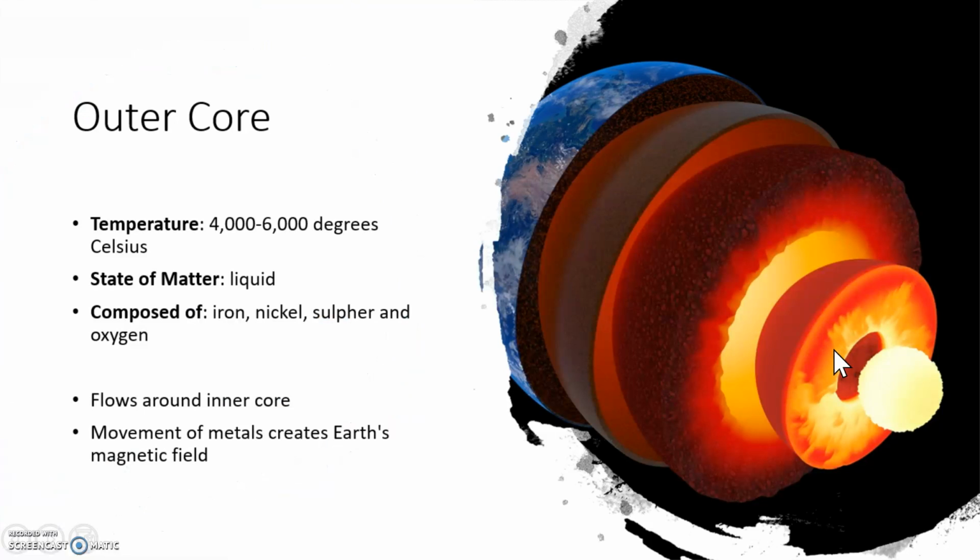Then next we have the outer core. It's a little cooler, still extremely hot, about 4,000 to 6,000 degrees Celsius. The state of matter is liquid. It is composed of iron, nickel, sulfur, and oxygen. This is the layer that flows around the inner core, so it's this layer right here. And the movement of metals actually creates the Earth's magnetic field, so that is its job and its function, which is pretty cool.